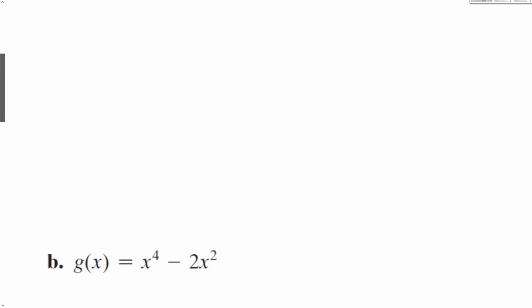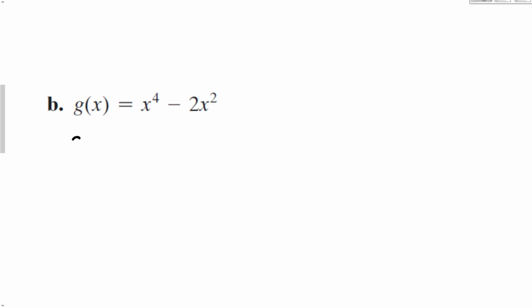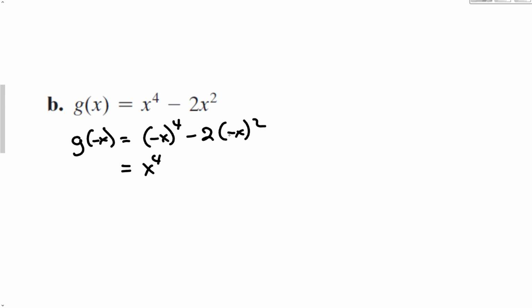Let's look at the next one. So g of negative x, because I want to be able to tell if this function is even or odd, so I plug in negative x, which turns into negative x to the fourth power minus 2 times negative x squared. Well, negative x to the fourth power, negative times a negative times a negative times a negative, becomes positive. And exponents come first, so negative x squared becomes positive x squared, and so this stays negative. And notice that this function is exactly the same as the original function. So this one is even.